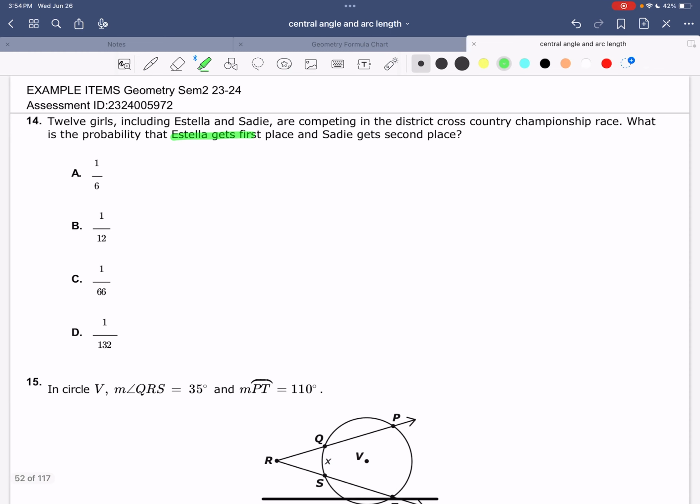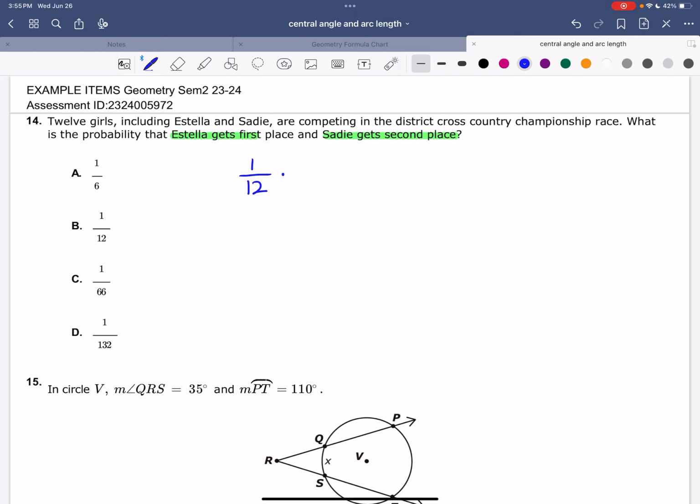So she is going to get the first place, and Saida will get the second place. So order matters. This is actually like nPr, stuff like that, but we can do it in other ways. How many girls do we have in total? 12. And we want Stella to get first place, and there is only one Stella out of those 12. So we're going to choose one.